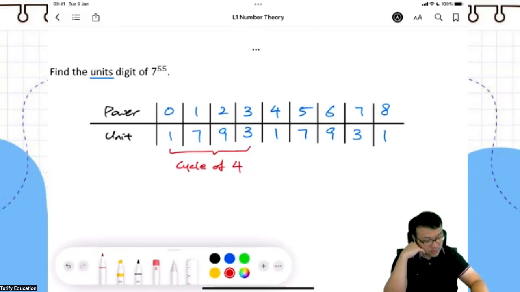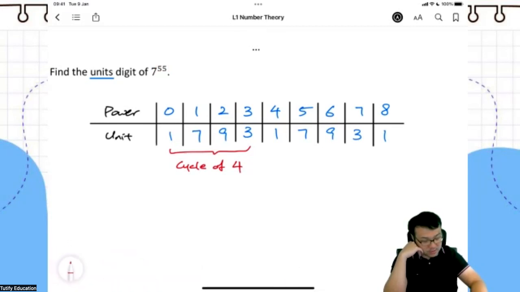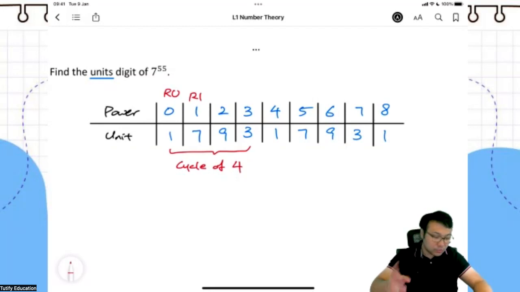Now, before we do that, since it is repeating in cycles of 4, I'm going to take the power and divide it by 4. If I divide it by 4, I realize that the remainder is 0. 0 divided by 4, the remainder is 0. 1 divided by 4, the remainder is 1. 2 divided by 4, the remainder is 2. 3 divided by 4, remainder is 3. 4 divided by 4, there is no remainder, 0. Okay, remainder is 0. 5 divided by 4, remainder 1.